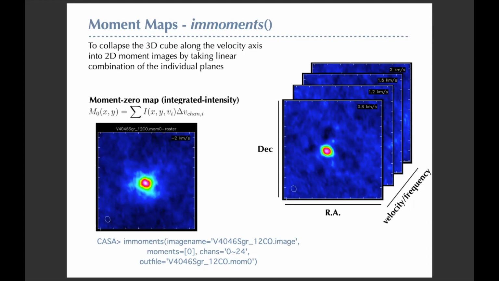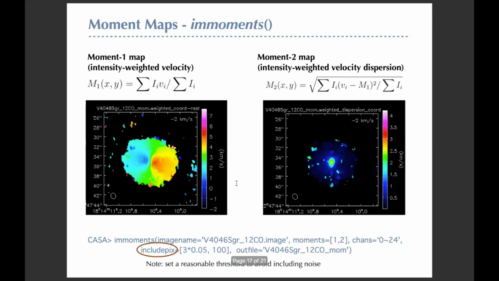Moment zero map is also called an integrated intensity map. It is the sum of emission along the velocity axis in each pixel of the image. So in this way, the integrated line intensity can be obtained through the image by summing up all the emission there. The second and the third maps are related to the velocity field.